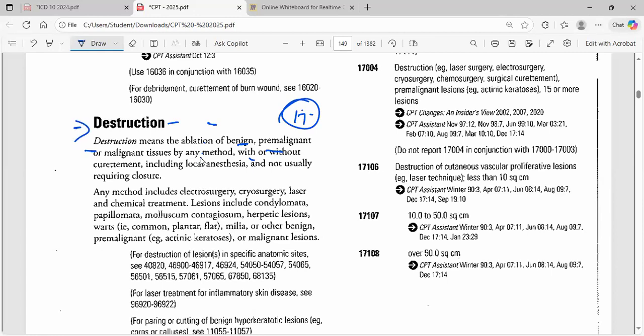Perfect. So as I already told you, for the destruction, we have three types of codes: benign, pre-malignant, and malignant. These codes are based on the type of lesion, whether it's a benign lesion, pre-malignant lesion, or the malignant lesion. Here we have the type of the lesion like condylomata, papillomata. These lesions are considered as benign. Pre-malignants are only the actinic keratosis, and rest all lesions will be considered as a malignant lesion. So we have these three types of lesions.